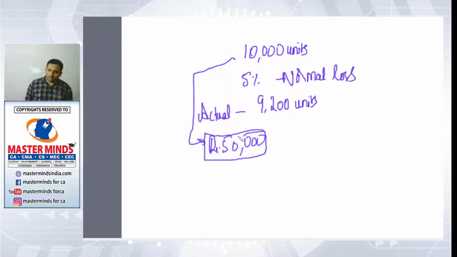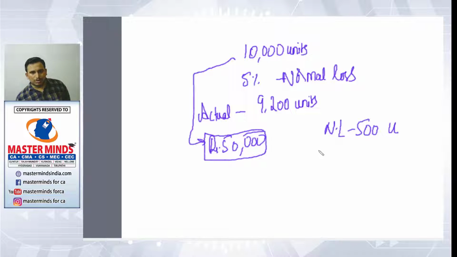Now observe carefully. Think over it and answer carefully: what is the normal loss and what is the abnormal loss here? How many units are there? If you observe carefully, 10,000 into 5%, normal loss should be 500 units. Everybody has to observe. Normal loss will be 500 units.